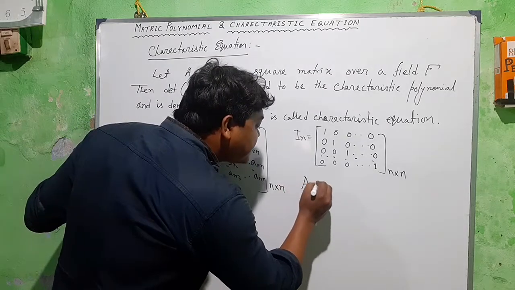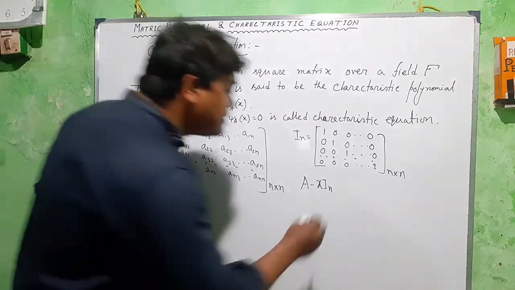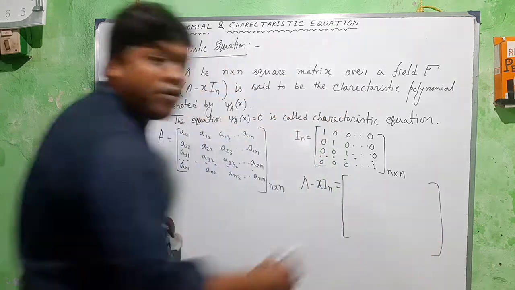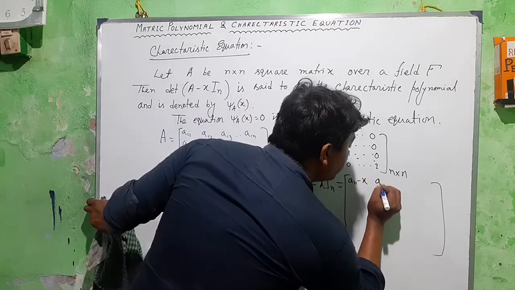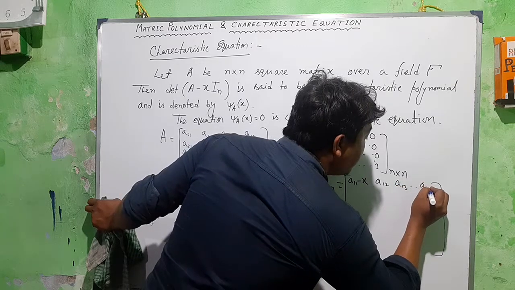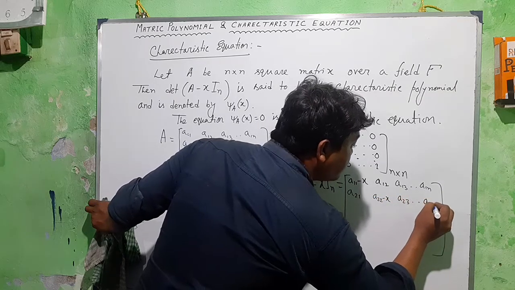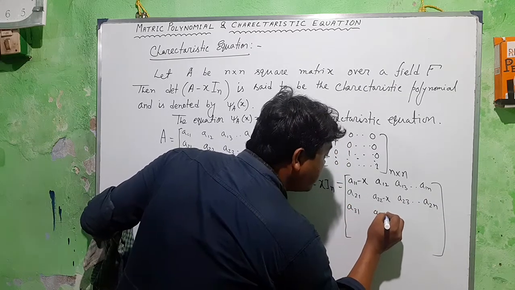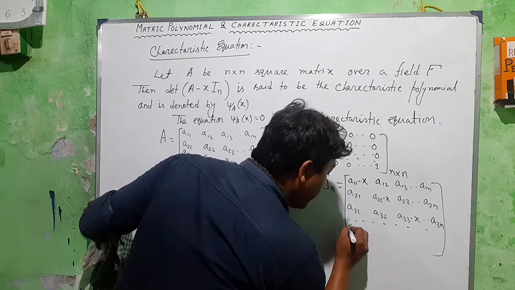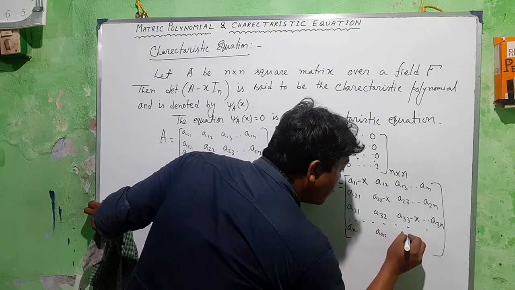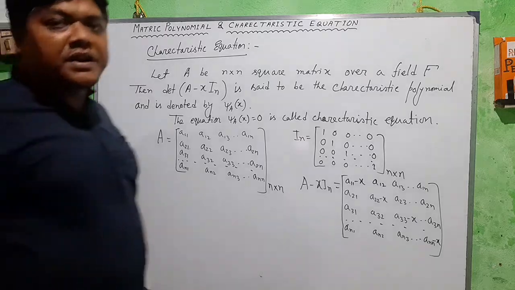So A minus xIn, that is another n cross n matrix, and we can express this in the form: a11 minus x, a12, a13, up to a1n; a21, a22 minus x, a23, up to a2n; a31, a32, a33 minus x, up to a3n; and so on, an1, an2, an3, and the last term ann minus x. Okay, just how to calculate A minus xIn?